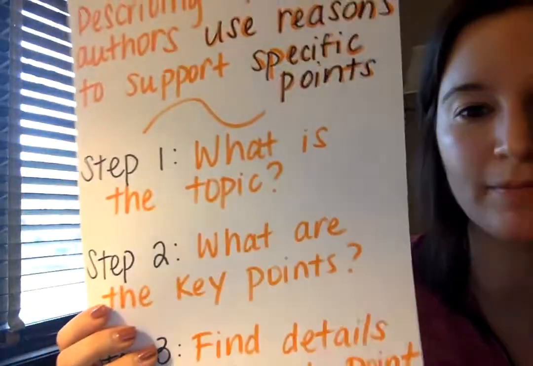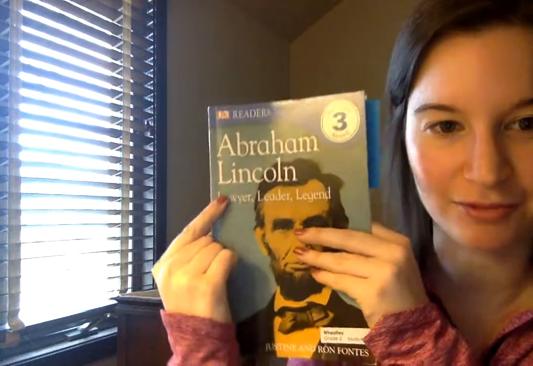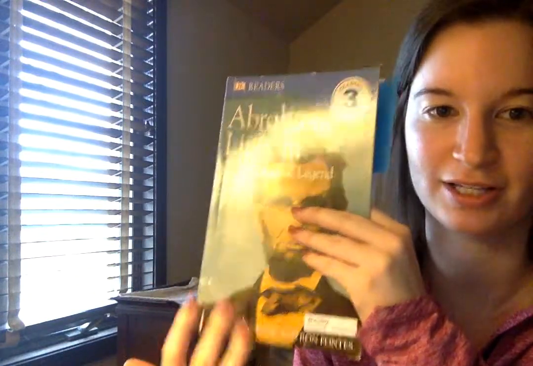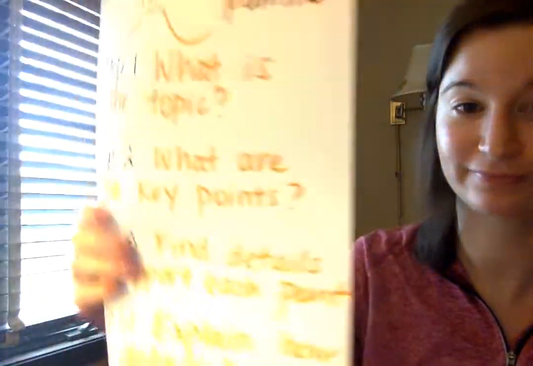So I'm going to take a look at my steps, and I'm going to try to follow my steps to answer this question. So step number 1, what is the topic? We know that the topic of this text is all about Abraham Lincoln, right? That's what this entire book is about. It's about his life and how he became president and how he died. It's all about him. So that's our topic.